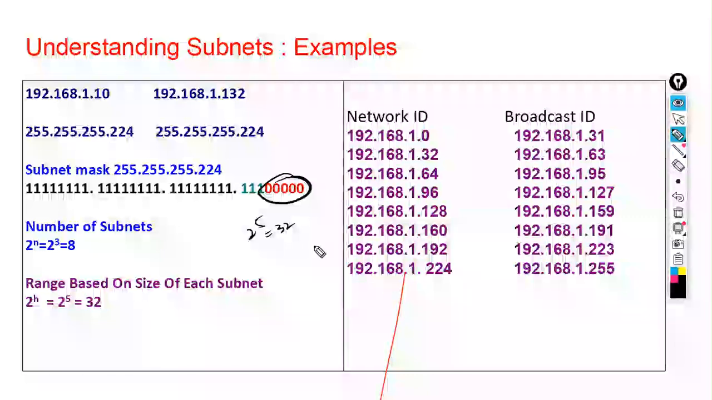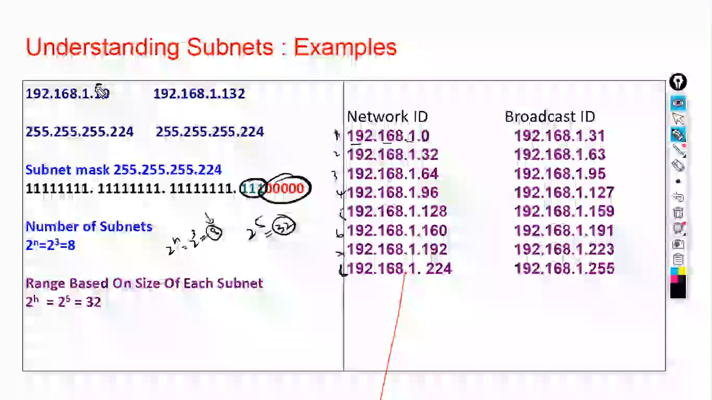But how many subnets will we get? What is the formula to get the subnets? 2 power n. How many bits are converted here? 3 bits. 2 power 3 means we'll get how many subnets, guys? 8 subnets. So the first network ID is 192.168.1.0, and you will keep adding 32. 0 plus 32 is 32, 32 plus 32 is 64, 96, 128, 160, 192, 224. We have got 1, 2, 3, 4, 5, 6, 7, 8 subnets, and these are the broadcast IDs.